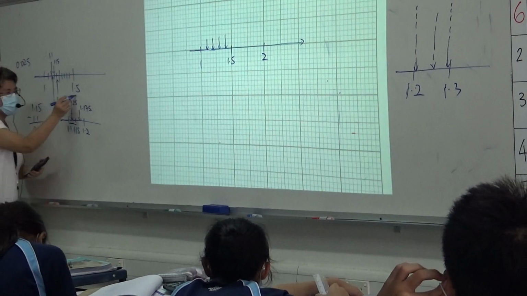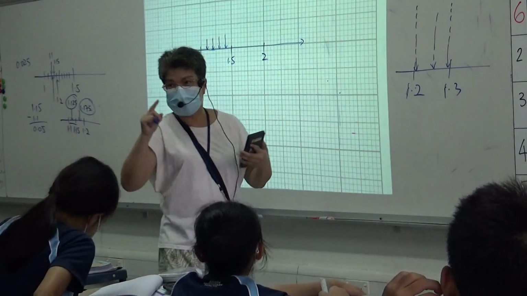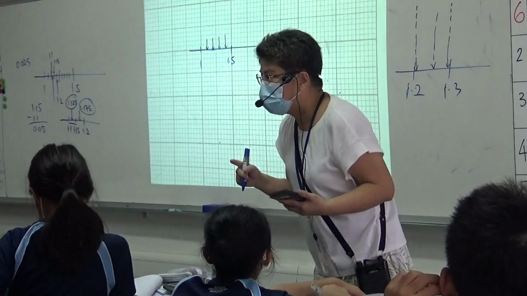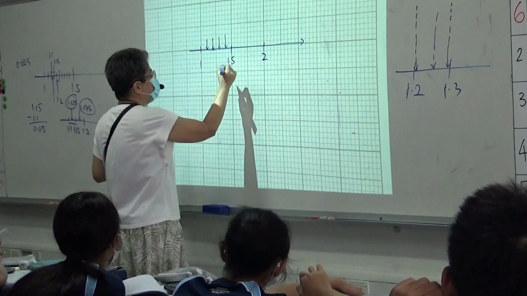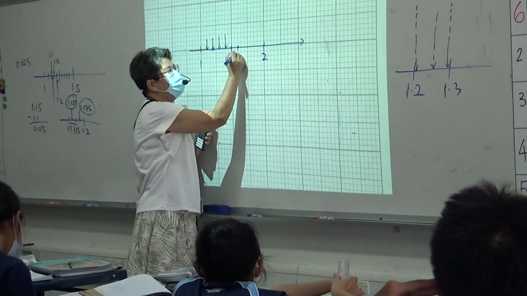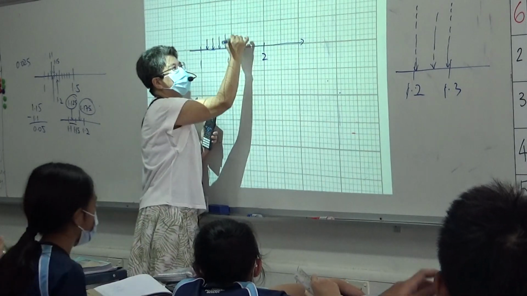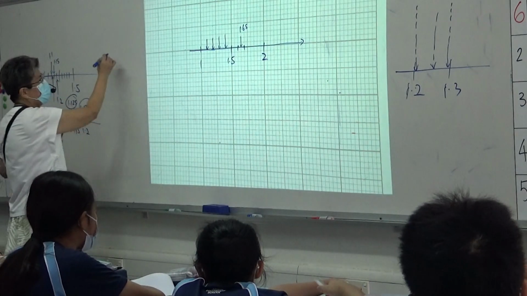Now, can you see that I must read to half the smaller scale? Understand? I must read to half the smaller scale. Okay. Let us try again. This is what? 1.6. 1.7. This one is what? 1.65. Okay, now I'm going to do it.